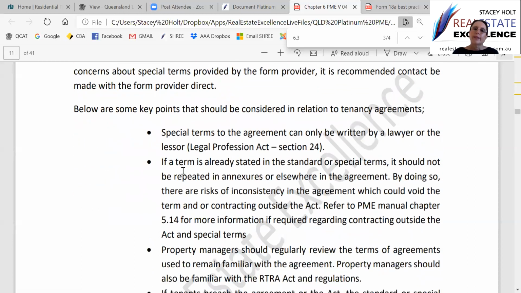So some key quick points that should be considered further in relation to understanding the tenancy agreement. Special terms to the agreement can only be written by a lawyer or the lessor. Now, the Legal Profession Act, Section 24 says that. We're not a party to the agreement. We represent a party in item 3, page 1. If the term's already in the standard or special terms, it should not be repeated in annexures, it's already in the agreement. You might have a best practice standalone document, but there's no need to repeat things in the document.